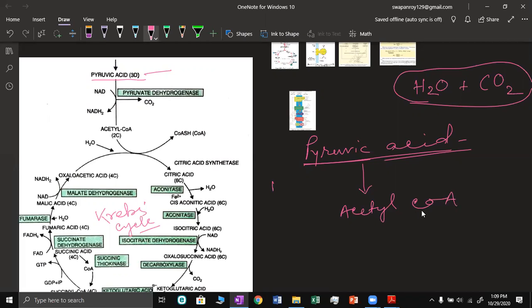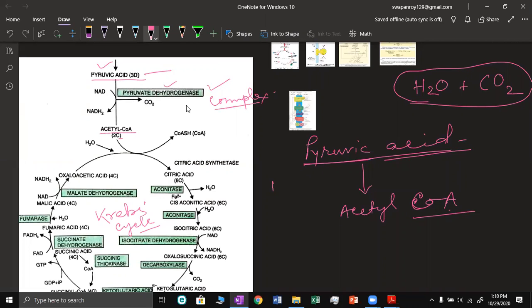Acetyl coenzyme A, we will read it as CoA, coenzyme A. So this pyruvic acid is converted into acetyl coenzyme A. This is not a one-step reaction, but a complex process with long reactions and several enzymes taking part in it. So it is called the pyruvate dehydrogenase complex.